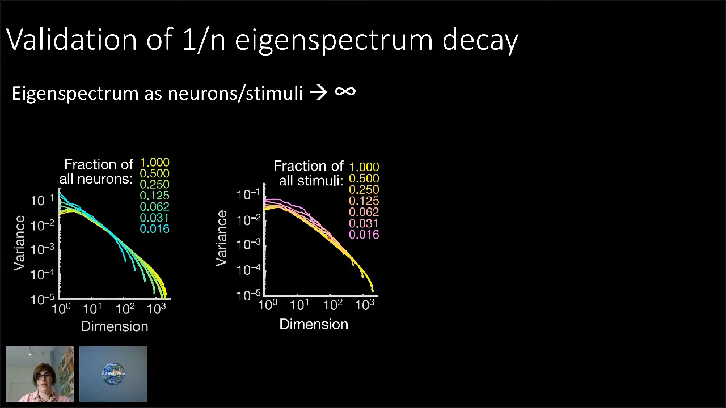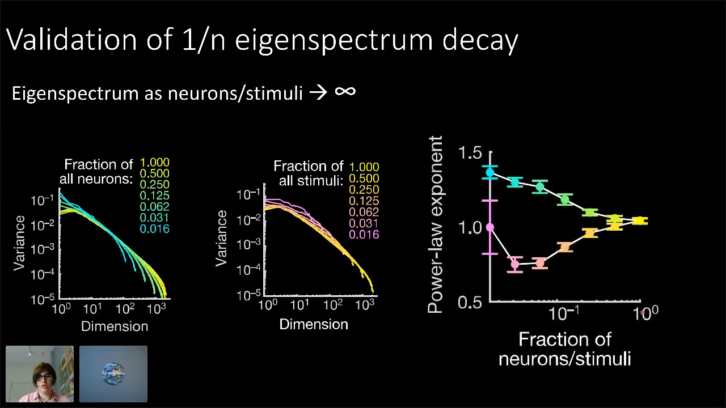If we look at the power law exponent, so this is 1/n to the alpha, we're looking at the alpha term, we see that as you increase neurons and you increase stimuli, they converge toward this value of 1 from above and below. So we think that we're in the limit of having recorded enough neurons and shown enough stimuli that we're able to accurately estimate this eigenvalue spectrum up to a certain amount of dimensions, which will be limited by the number of neurons and stimuli that we show.